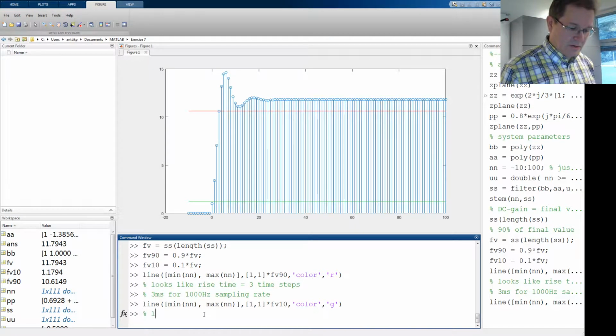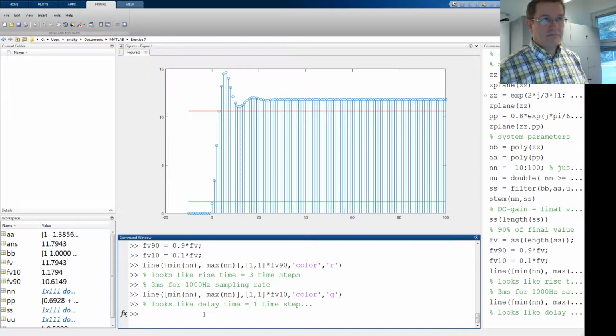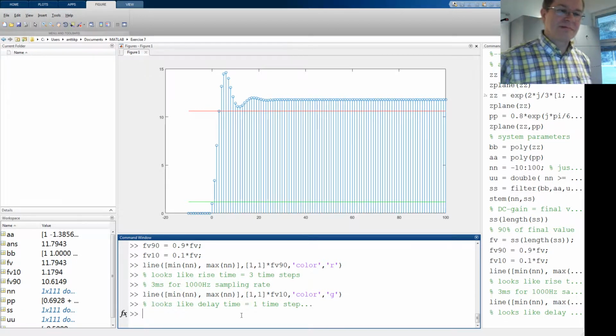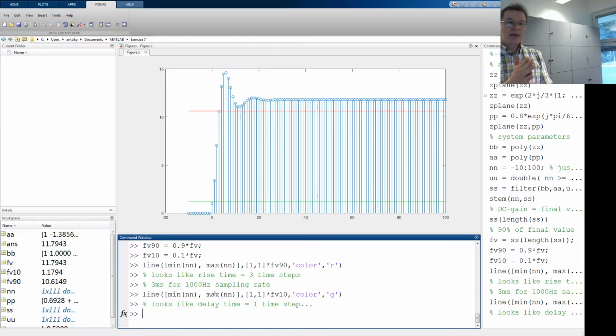So it looks like delay time equals 1 time step. It could be actually also 0 delay. A 0 delay system makes also some sort of sense. All right, next, the overshoot.